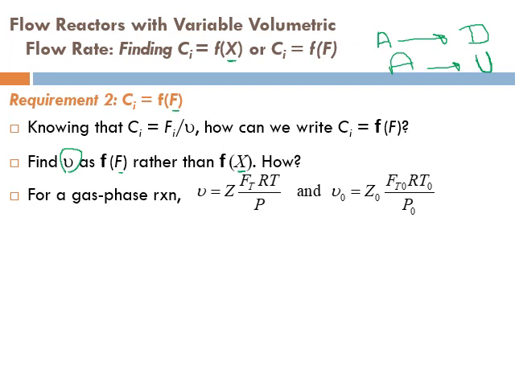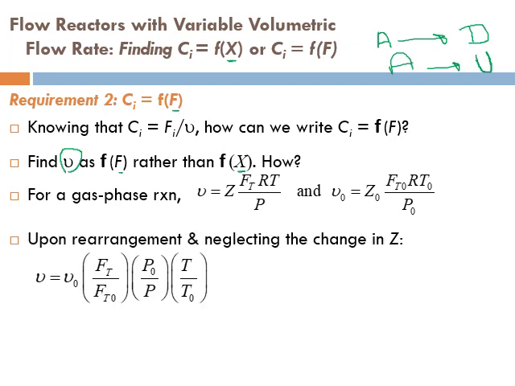Very, very simple. Again, we use the compressibility factor equation of state. We divide the volumetric flow rate at any location in the reactor by that at the entrance of the reactor, and neglecting the change in Z and rearranging, we get to this equation. So again, the volumetric flow rate equals the entering volumetric flow rate times three correction factors: the correction factor for the number of moles, the correction factor for temperature, and the correction factor for pressure change.